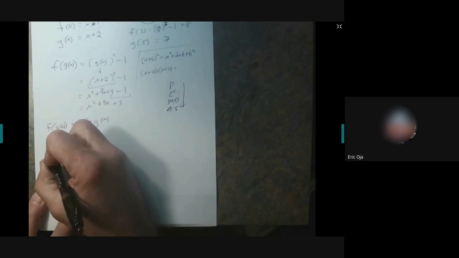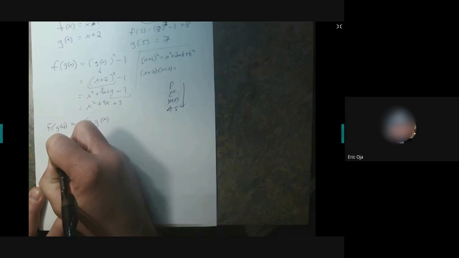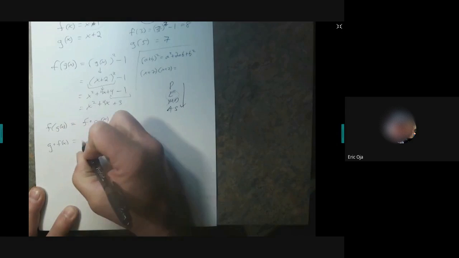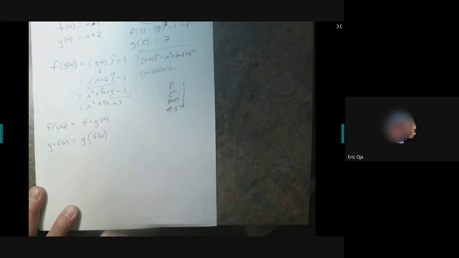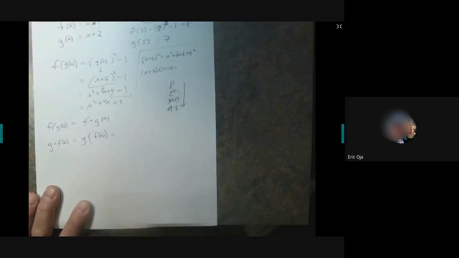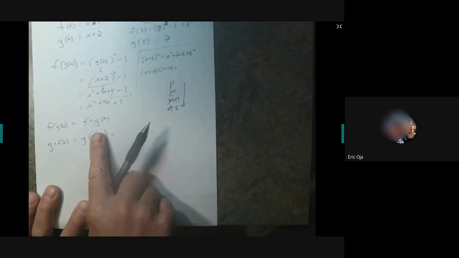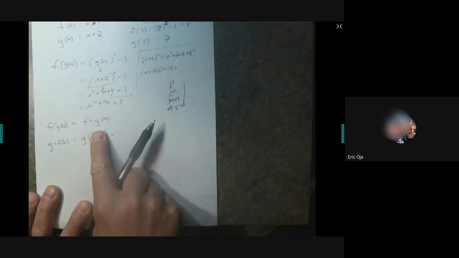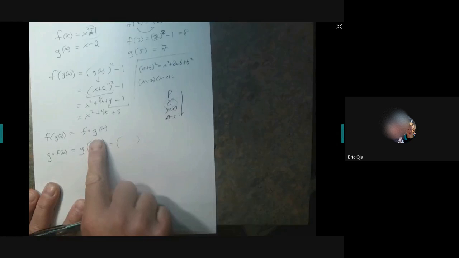Okay, so what if we did g of f of x? There's really no preference for f or g. They're just different functions. Now we would just reverse what we did last time, right? We'd have g of something. Remember what our rule is: we open up a set of parentheses for whatever we're inputting into g.